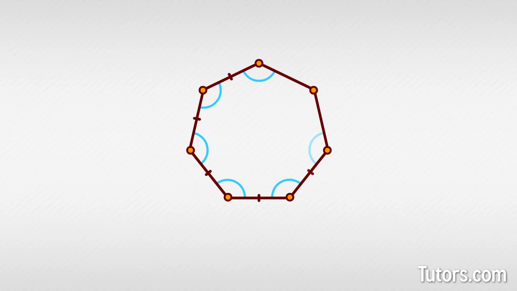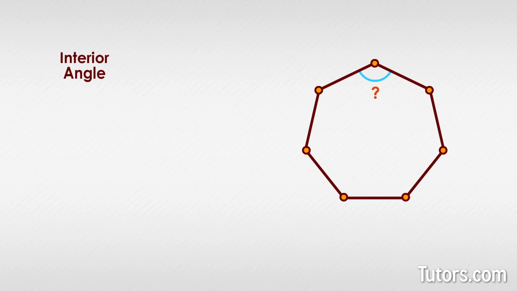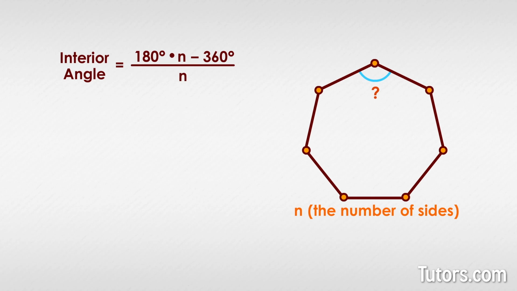To find the measure of any interior angle of any regular polygon, such as this regular heptagon, we use the formula (180 degrees times n minus 360 degrees) divided by n. N is the number of sides.